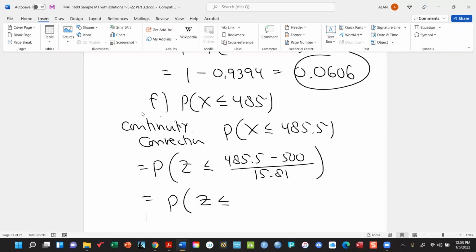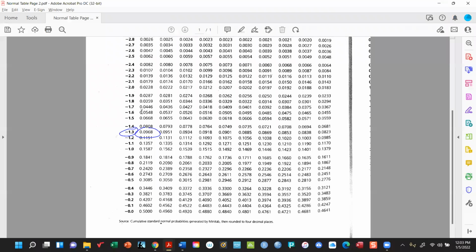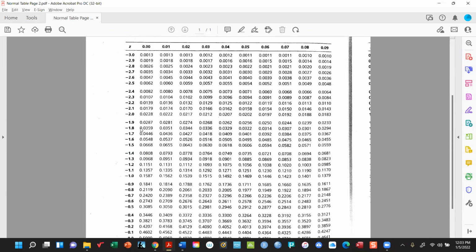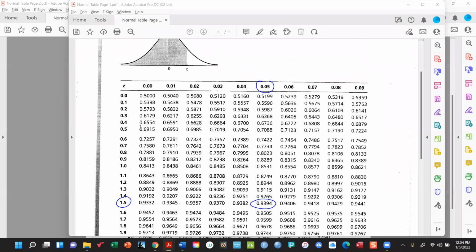All right, so this is equal to negative 0.92. And of course, that's right on the table, so we can just go look it up right now. Negative 0.92. So you have the combination negative 0.9 and 0.02, 0.1788. And that's it, we're done.